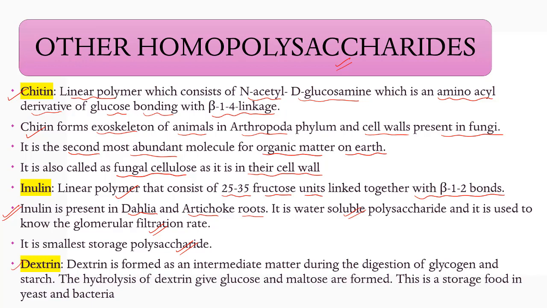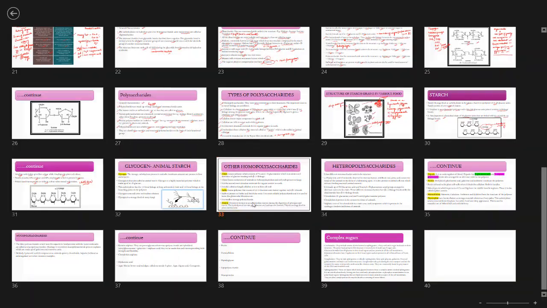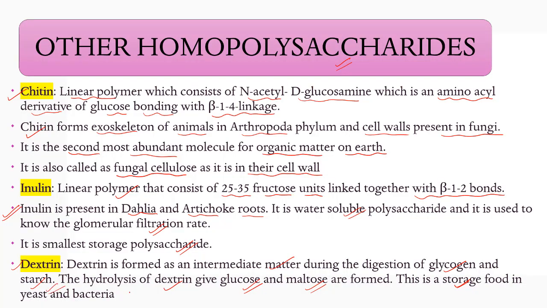Dextrin. Dextrin is formed as an intermediate during the digestion of glycogen and starch. When starch and glycogen are partially digested, dextrin is formed. The hydrolysis of dextrin gives glucose and maltose. It is the storage food in yeast and bacteria. Understood? So dextrin is formed as an intermediate during the digestion of glycogen and starch, and its hydrolysis gives glucose and maltose. This is the storage food of yeast and bacteria.